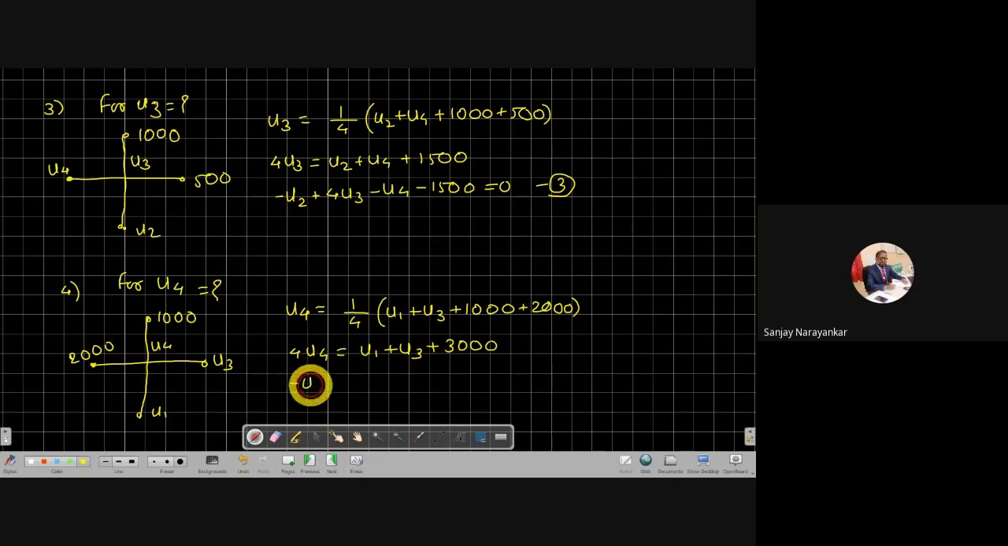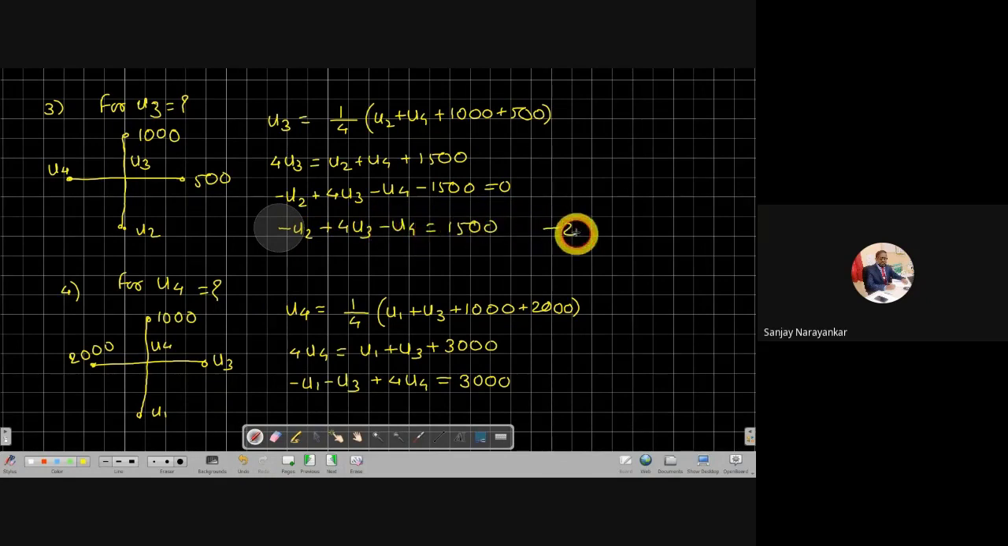So let's write minus U1 minus U3 plus 4U4. We will keep this constant on the other side. That will be better. We will keep this as an example here also. Okay, I'll modify this equation. That will be better because we have to write a simultaneous equation, right? 4U3 minus U4 is equal to 1500. So let's say that this is equation number 3, and this is equation number 4.